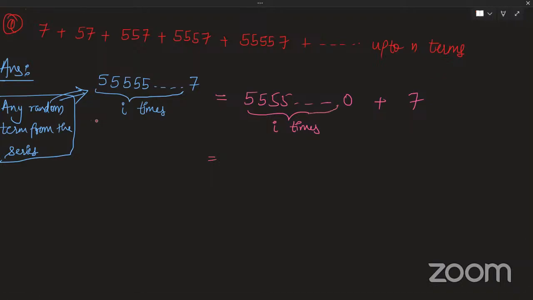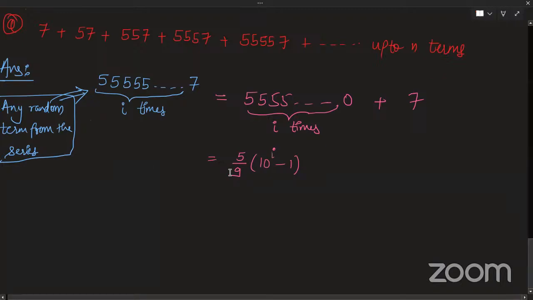First of all, 5 by 9 into 10 raised to i minus 1, right? Everyone got it? Fine. Is it this thing? Are you sure this is the final answer, the value of the question? No.